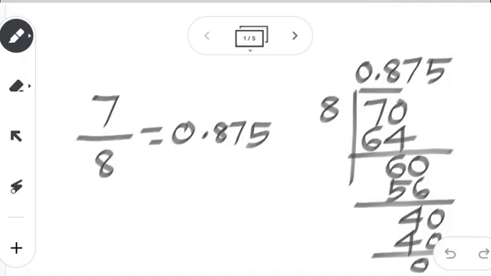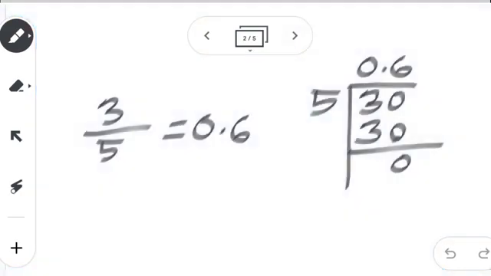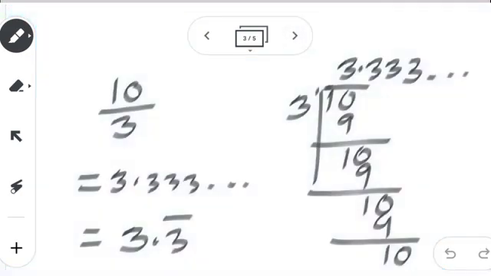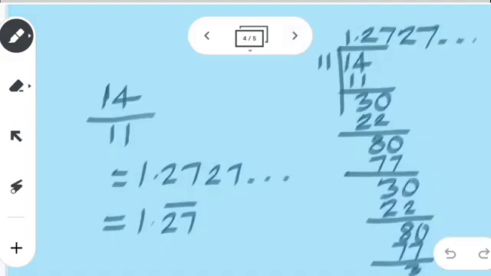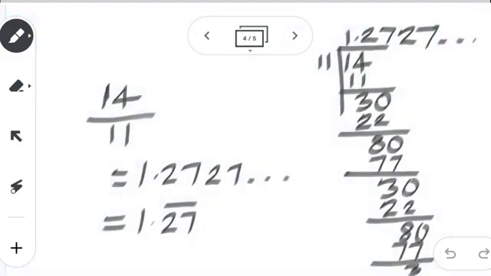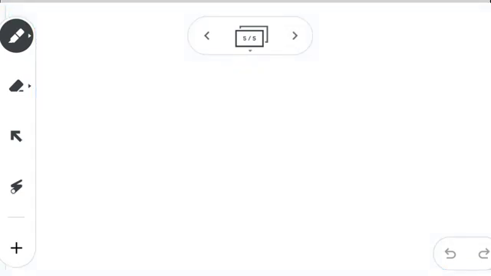Now look at the first example, 7 by 8. The decimal expansion terminates. Second example, 3 by 5, 0.6. It also terminates. Third example, it is 3.33 etc. It is not terminating, but it is repeating. 3 is repeating. In the fourth example, 1.2727 etc. Here also, it is not terminating, but the number 27 is repeating.